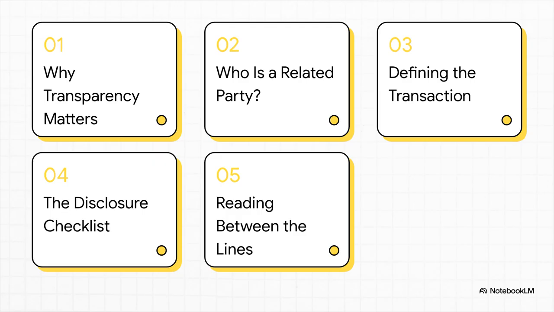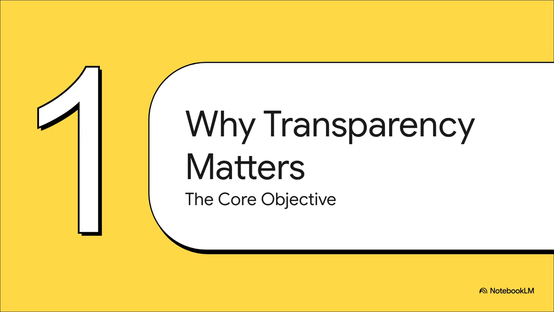All right, so here's how we're going to tackle this. First, we'll talk about why this transparency is so important in the first place. Then we'll figure out who exactly counts as a related party. After that, we'll define what a transaction is in this context. We'll go through the disclosure checklist, basically what companies have to tell you. And finally, we'll look at how to read between the lines. Okay, let's dive right in.